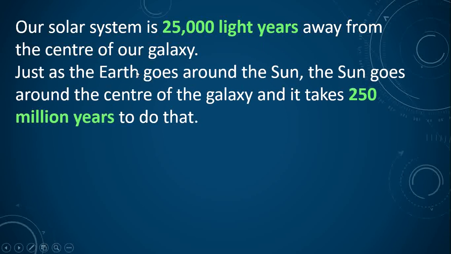Now the earth goes around the sun, and then the sun goes around the center of the galaxy. It takes 250 million years to do that. So the earth goes around the sun, and the sun goes around the center of the galaxy, and it takes how many years? 250 million years.